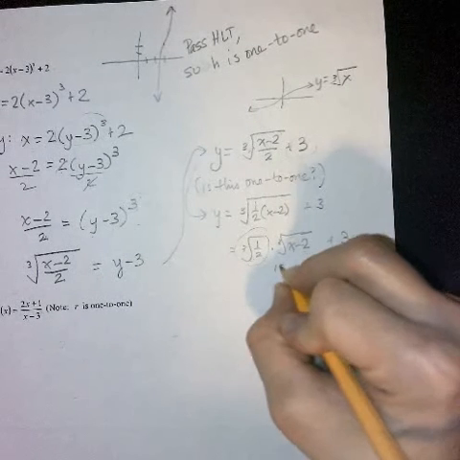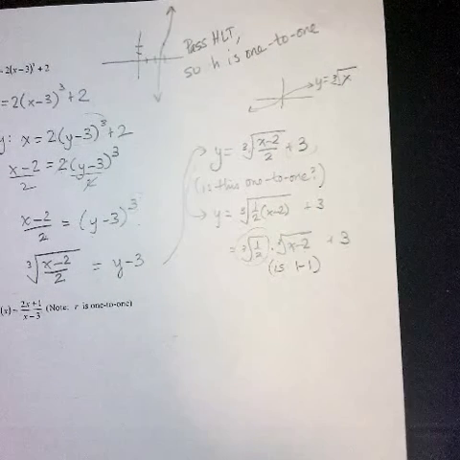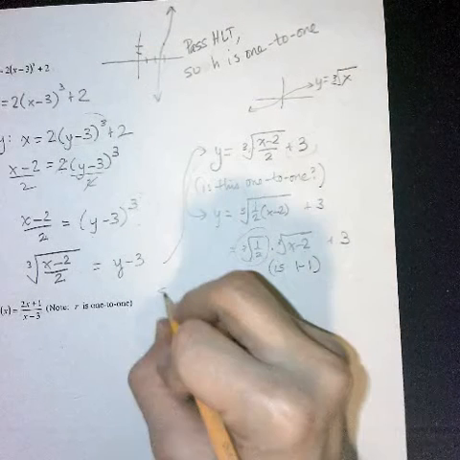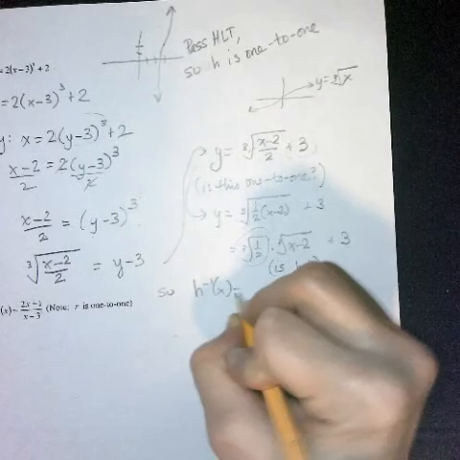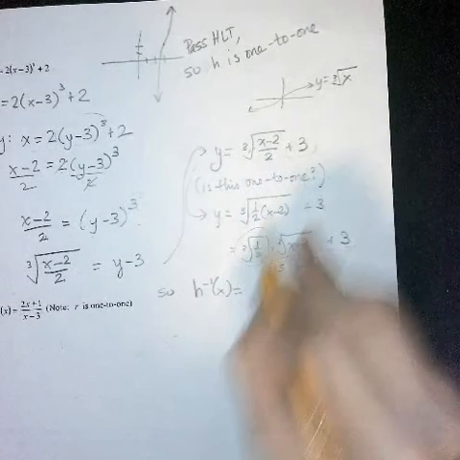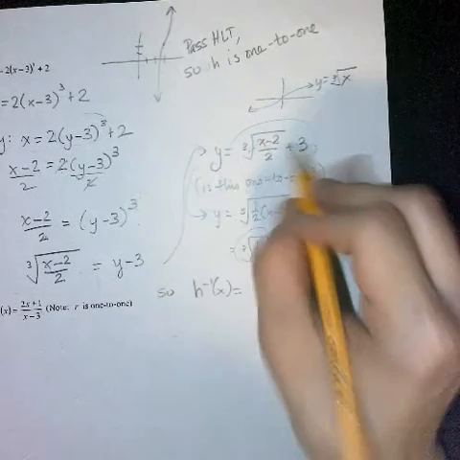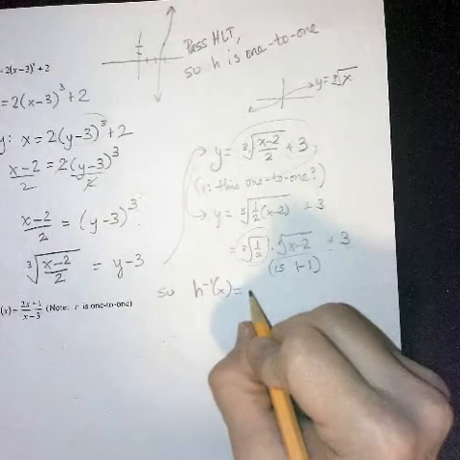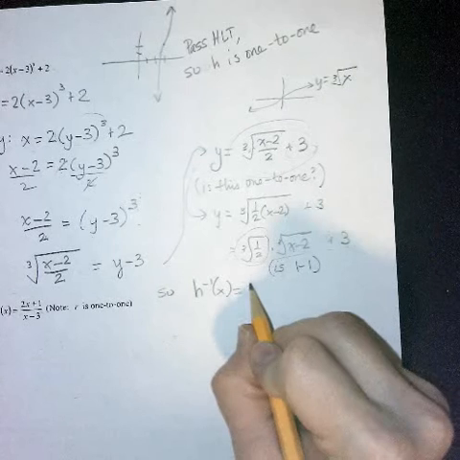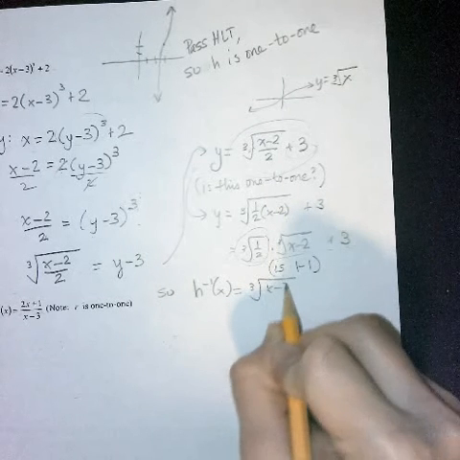I'll just make a note there. So the inverse function, h inverse of x, is, and you can write it like this, or you can write it like this, it's up to you. I'll just write it like this, it looks a little neater. The cube root of (x minus 2) over 2, plus 3.